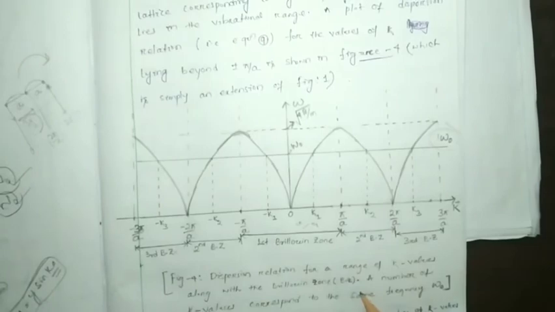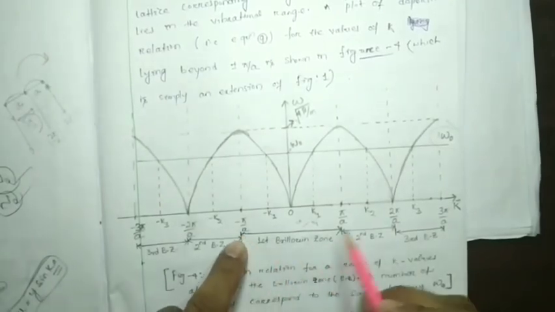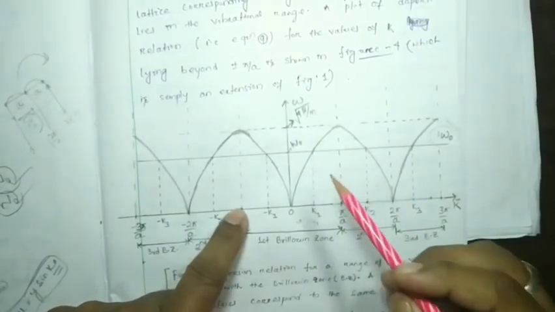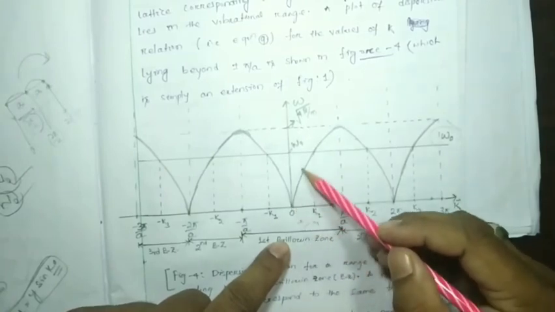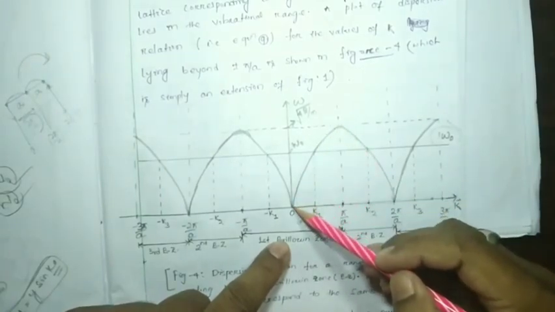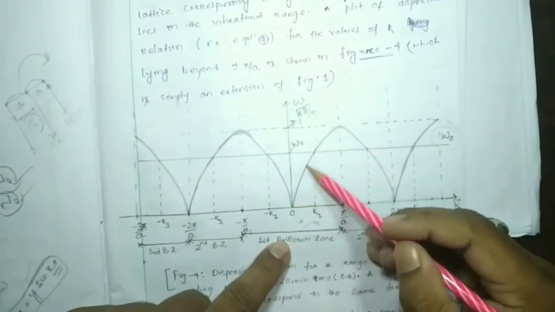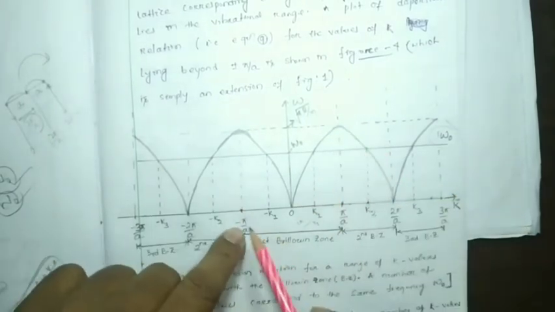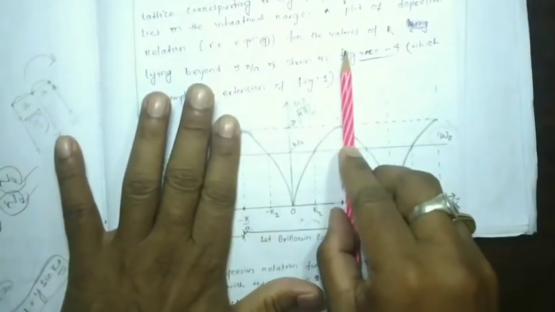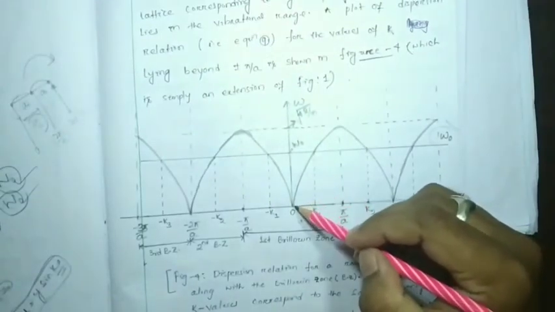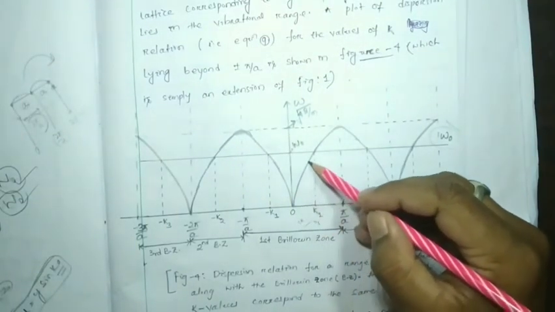The first Brillouin zone belongs from this point to this point. Minus pi by a to plus pi by a is nothing but your first Brillouin zone. See, the first half of the first Brillouin zone, that means 0 to pi by a, the behavior is this one in your dispersion relation. So from minus pi to pi, this portion is nothing but the first Brillouin zone, and the first half, if I consider it, the behavior is this one.